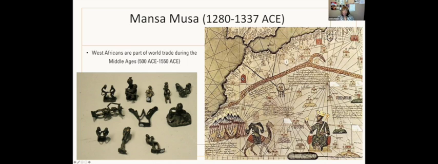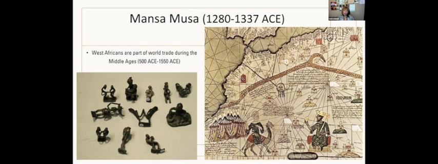Now, to the left, these are some weights. These are brass weights at the Detroit Institute of Art that were part of this trade with West Africa. We have one of the largest collections of these brass weights at the Detroit Institute of Art. And they have these images that West Africans decorated them with. We don't know what the images mean, but we do know that West Africans put this artistic twist on these brass weights as part of this trade during the Middle Ages. So Mansa Musa, one of the richest men that ever lived, from Mali in West Africa.